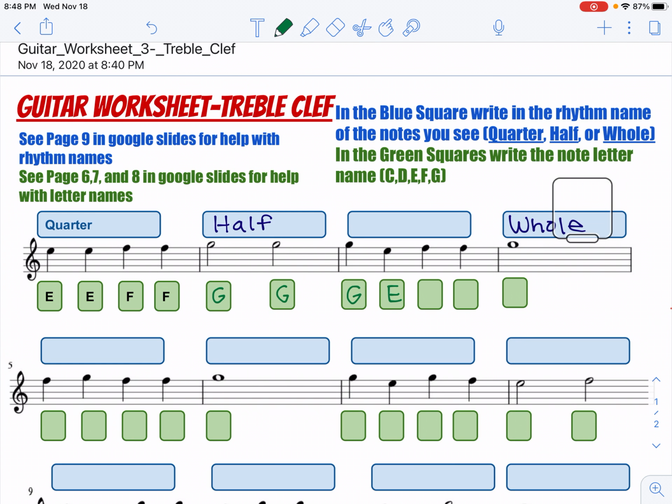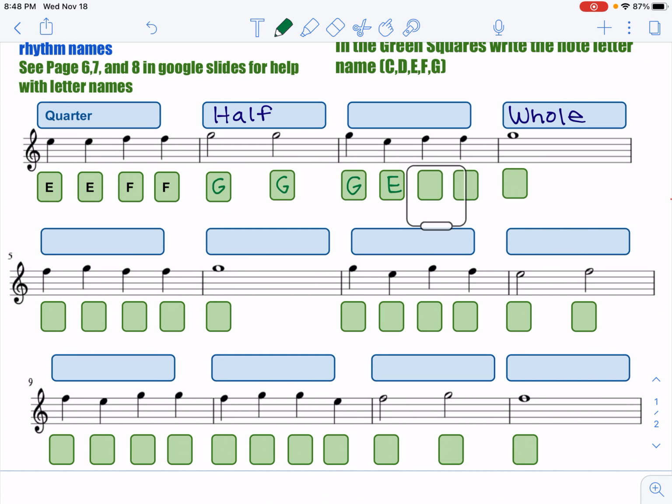So you're going to go through for the whole thing and fill out the rest of those green. So by the end of this assignment, which is due on November 24th, you would have filled out all the blue and all the green squares.